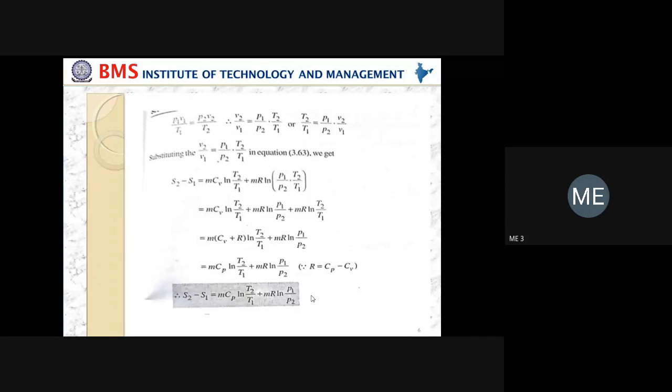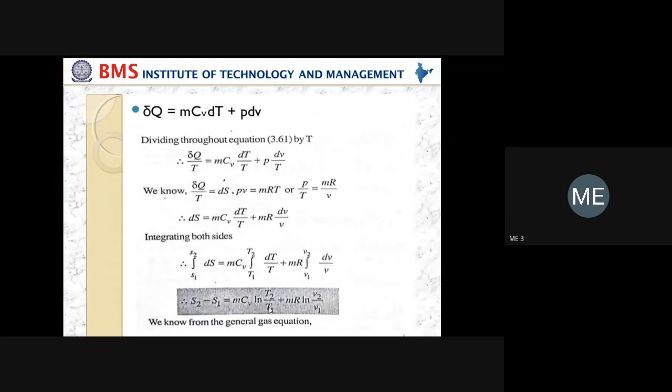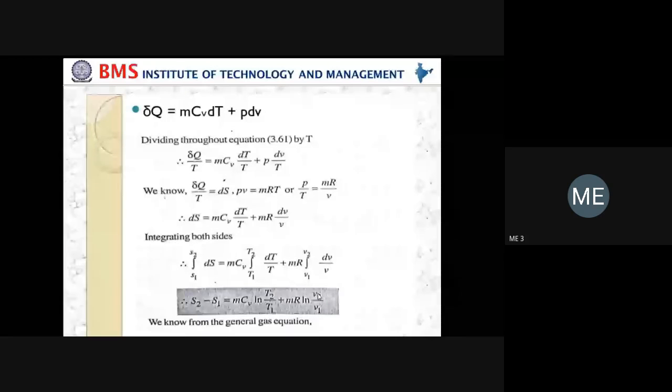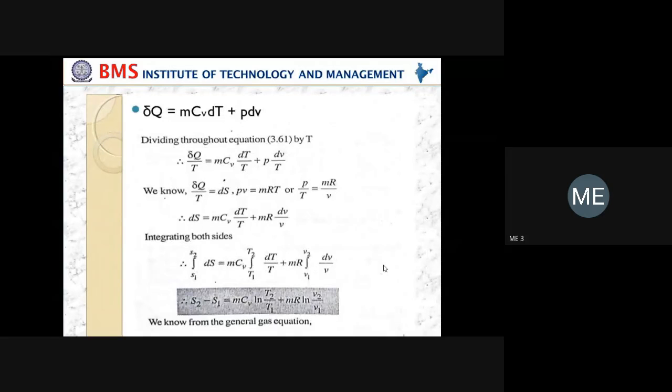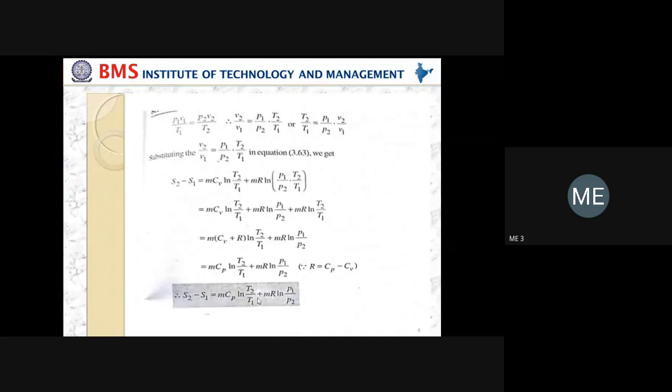The first one is the entropy change in terms of temperature and volume. Second, what we derived now is the entropy change in terms of temperature and pressure. And one more is there, the third one. Now we derived two equations: one in terms of temperature and volume, the second in terms of temperature and pressure. And one more expression is there, that is the entropy change in terms of pressure and volume.